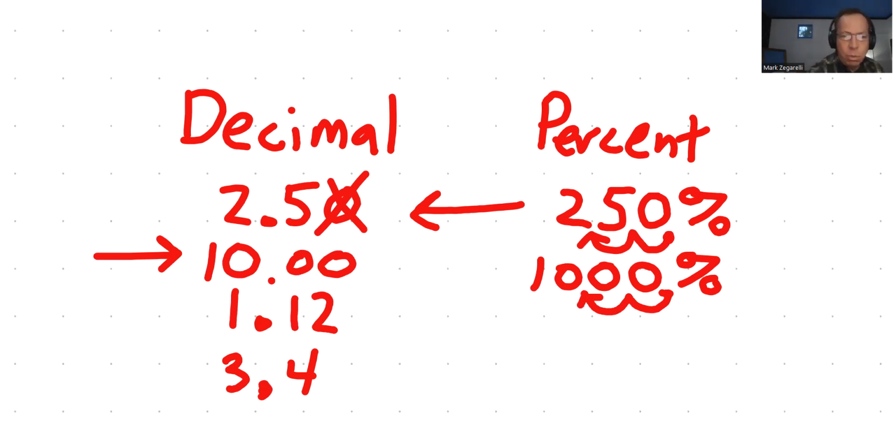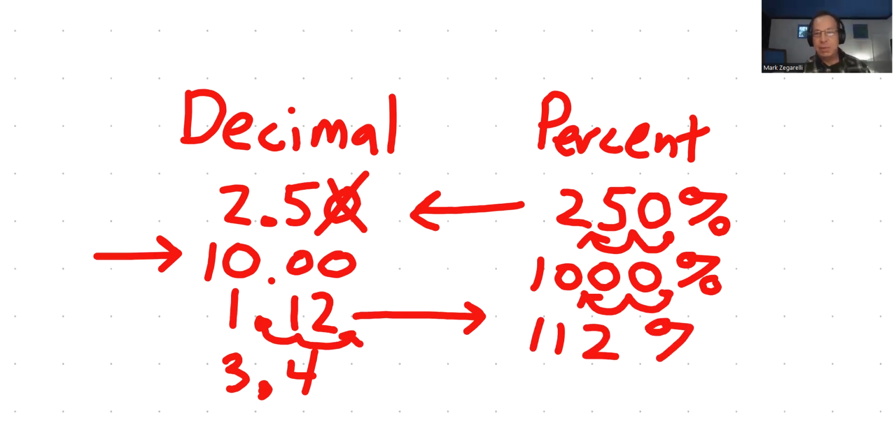What about 1.12? Well, the rule is take the decimal point and move it two places to the right and then put a percent sign after that. And so that would be 112%. Again, here we don't need to put the decimal point in because we have a whole number here.